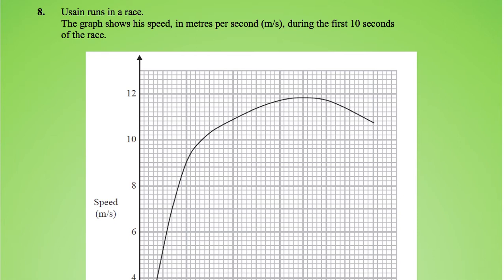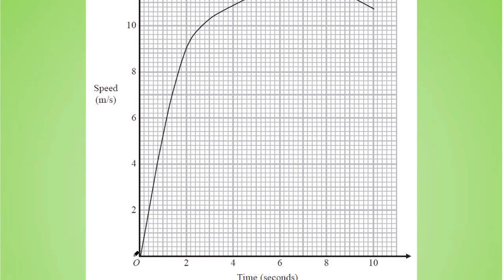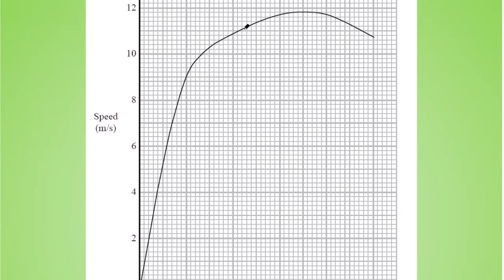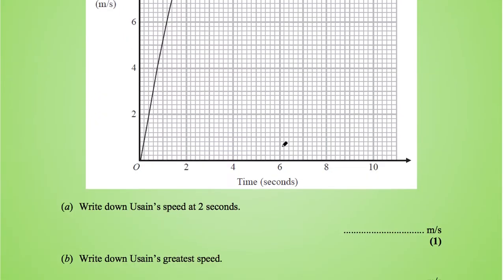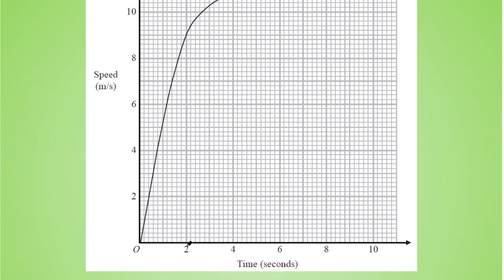Question 8. Hussein runs a race. The graph shows his speed in meters per second during the first 10 seconds of the race. So we've got 10 seconds on this axis, first 10 seconds. You can see he's starting from nothing, getting very fast very quickly, and staying at a high speed most of the race, peak speed there, and then slowing down. Write down Hussein's speed at 2 seconds. So 2 seconds is that thick line there, and that reads across on the graph here. In an exam, you probably want to mark in that you're reading it off, so you draw a straight line up there, and then where it meets the graph, you draw a straight line across.